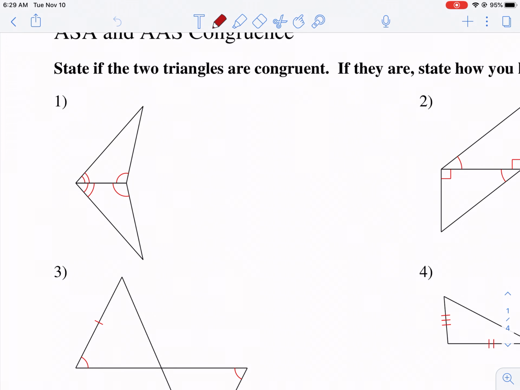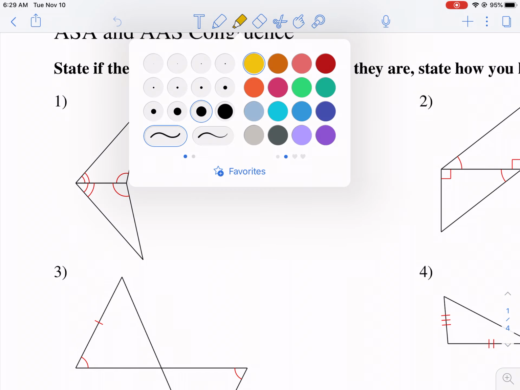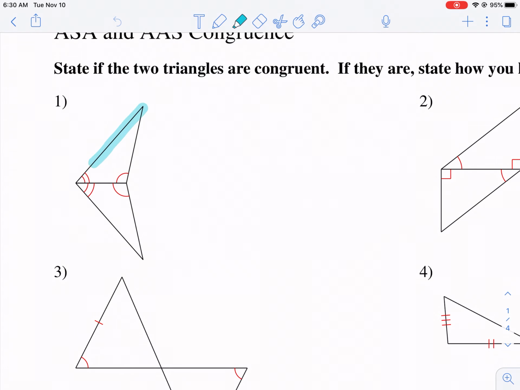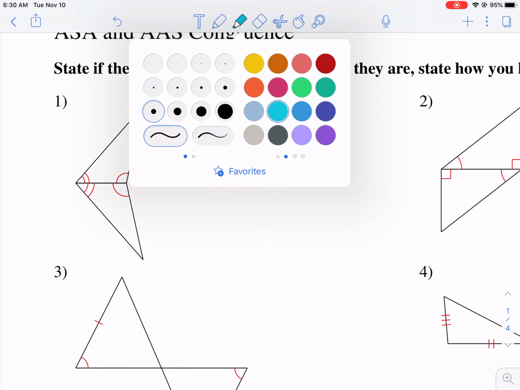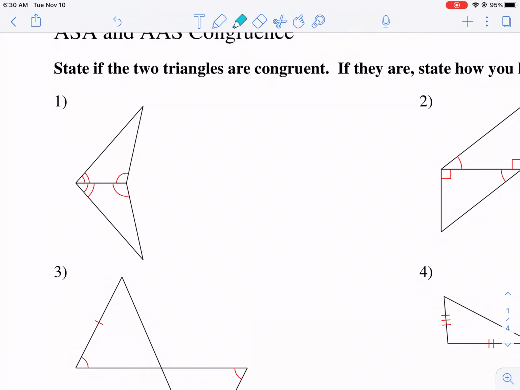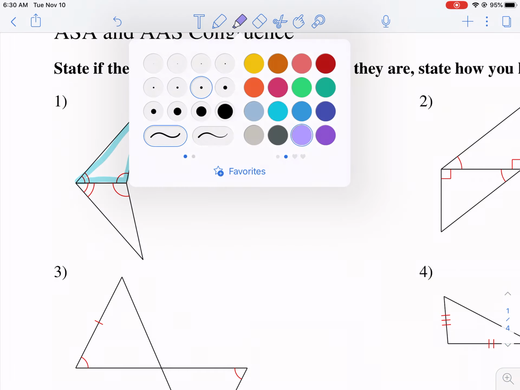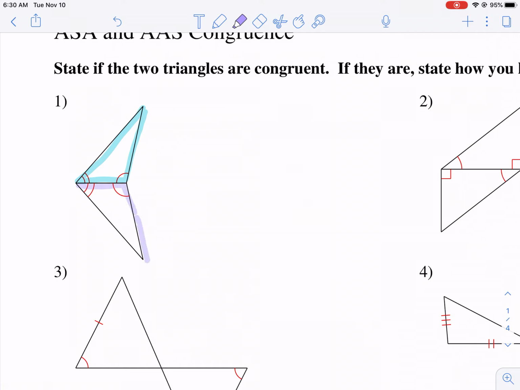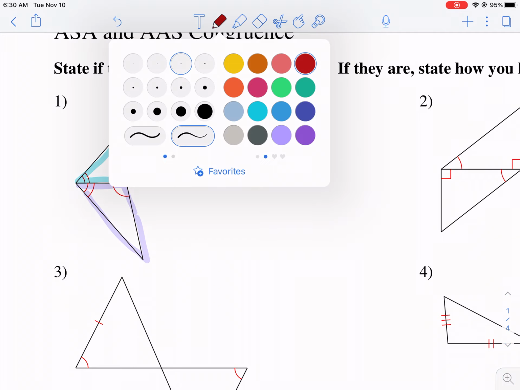So when we're dealing with triangle congruence, we need to label the givens first. Before I even get to that, I like to understand what triangles I'm working with here. So I have a blue triangle, that's too fat. Sorry. Husky, that's too husky. Okay. So I have a blue triangle here, and let's go purple, and a purple triangle here. All right. So I have two triangles. And that helps me identify what's going on, but now I need to understand what the givens are.